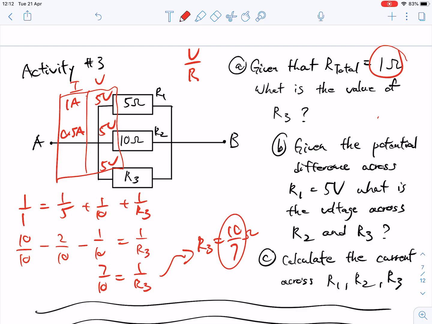3.5 amps. Okay, let me just check that one more time. 10 over 7 is 1.4. 5 over 1.4 is 3.5 roughly. Okay, yep, that looks good. Okay, so that's a current, and then of course you can add all that up. That'd be 5 amps would be the total current.